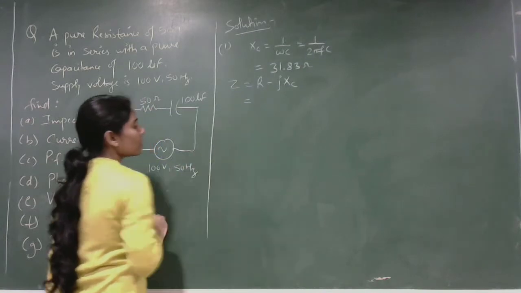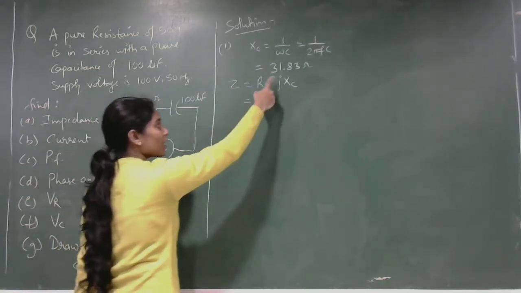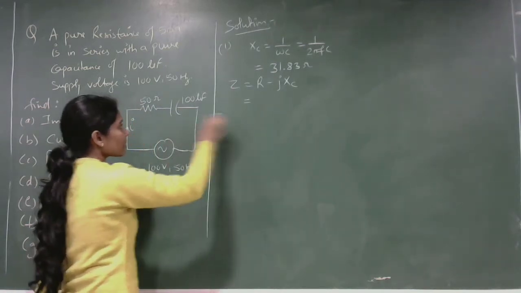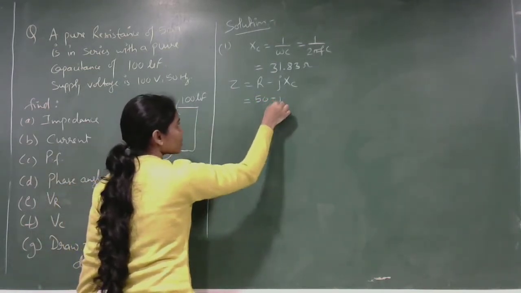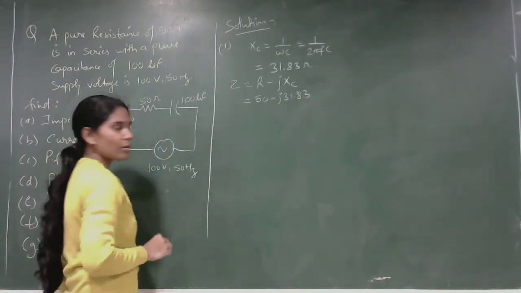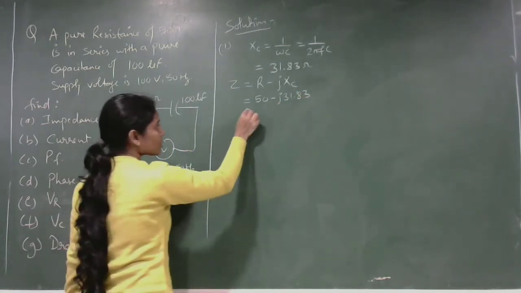Now what is my total impedance? That is R minus jXc, because of the capacitive reactance we get the minus j factor. The resistance value is 50 ohms, so Z is 50 minus j times 31.83. This is the total impedance in rectangular form. What is the value in polar form?